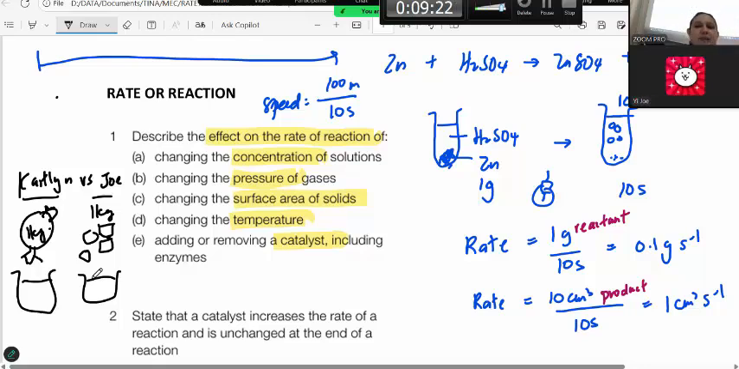Okay? Because now remember, the larger the surface area. Larger surface area. Yeah, because it's larger surface area. So that's point number one. Okay. Point number two.